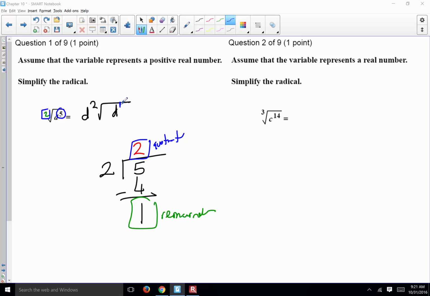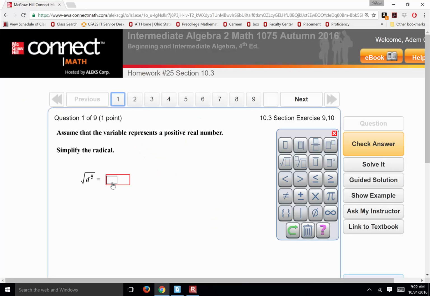The remainder will be the new power of the d inside. The quotient, how many times 2 goes into 5, will be the power of the d outside. Again, this 2 is right here, not here, and this is still index 2. So let's type this in. d squared: you saved 2 of the prisoners, but there is still 1 more left.